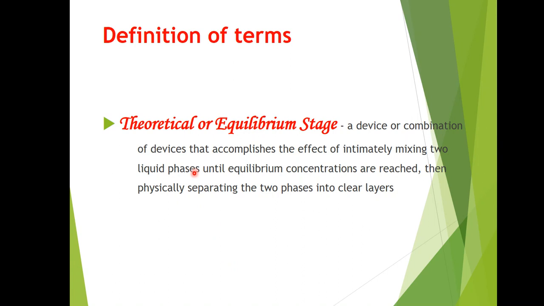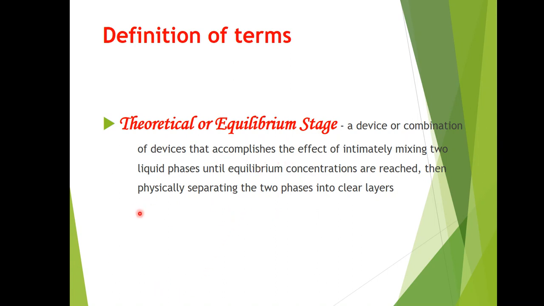So, what's a theoretical stage or equilibrium stage in relation to these equipments? It's a device or combination of devices that accomplishes the effect of intimately mixing two liquid phases until equilibrium concentrations are reached, then physically separating the two phases into clear layers. So, the equipment where equilibrium is reached is this particular theoretical or equilibrium stage device if we have a multi-stage system.